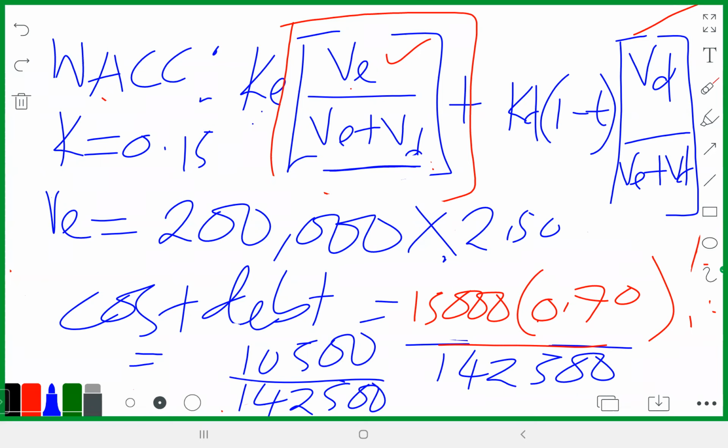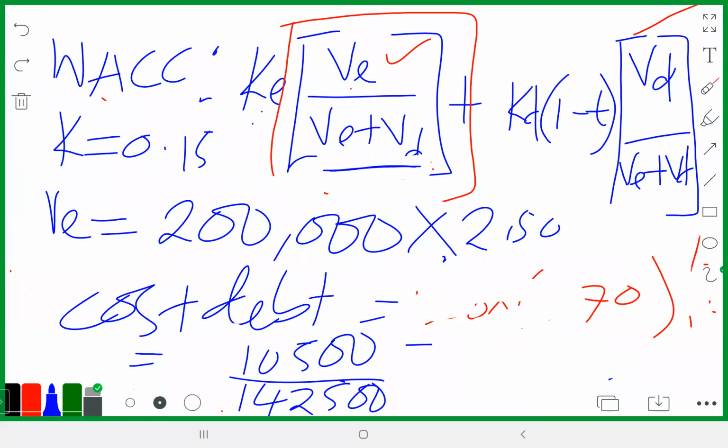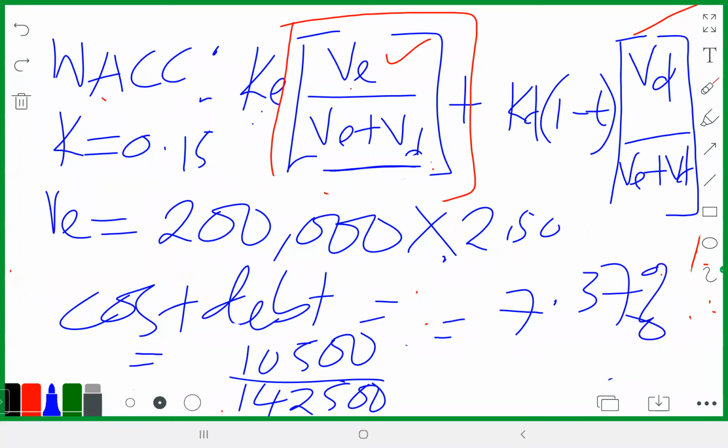It's 0.073, 368, right? Which we can simply write as the cost of debt as 7.37%. As the cost of what? Of debt.